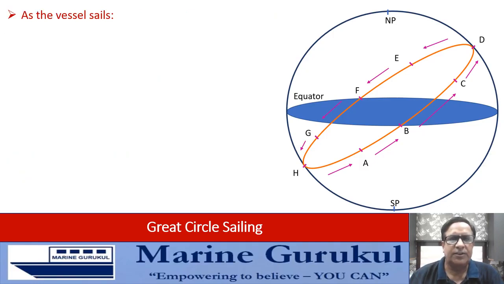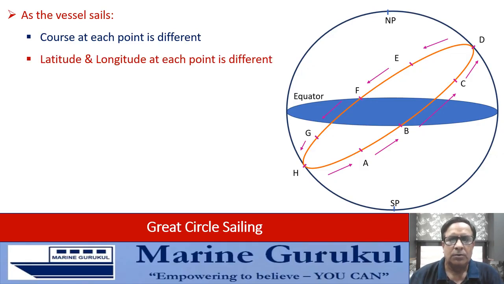What do we see as the vessel sails along this great circle? We see that at each point the vessel has a different course. Why? Because the great circle track cuts the meridian at each point at a different angle. Also, the coordinate of each point along the great circle, that is their latitude and longitude, are different.